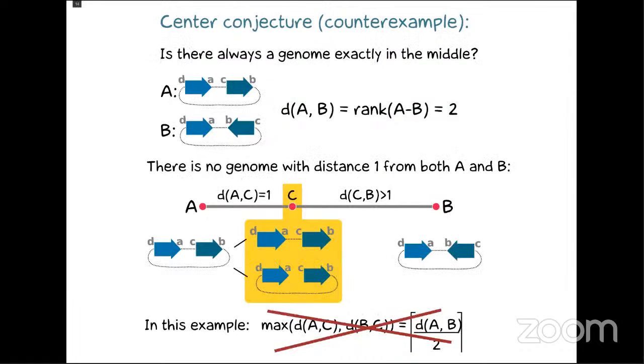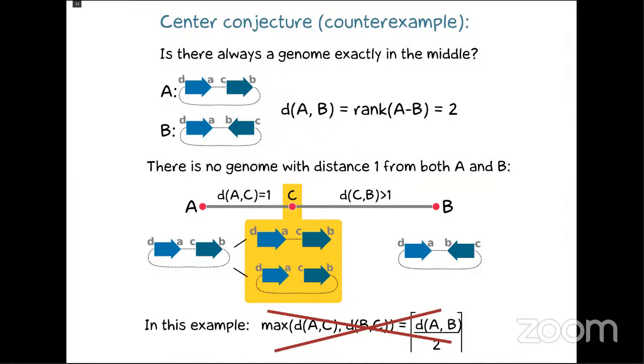But if you try to find a genome at distance 1 from both A and B, that's going to be impossible, okay? Think about it the following way. If you depart from A and you have a step of weight 1, there's only one thing you can do, a cut. You cannot do joins because all the extremities are taken, but you can do cuts. You can do 2 cuts. And these 2 cuts lead to the genome in the yellow square there. But none of these genomes is at distance 1 from B. Actually, I believe they are distance 3 from B.